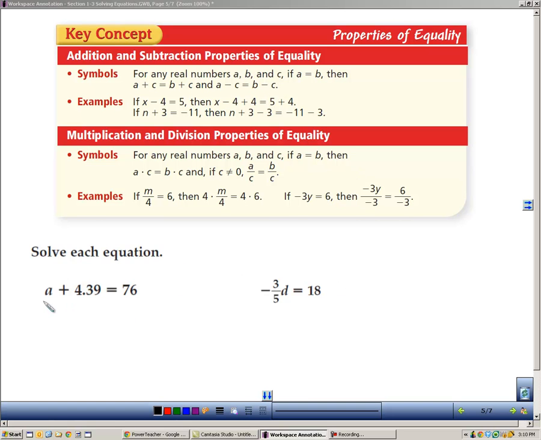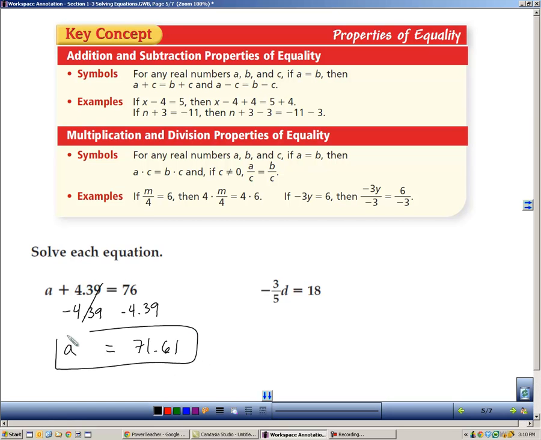I want to isolate this a, or isolate this unknown. So I'm going to subtract 4.39 to get the a by itself. But whatever you do to one side of the equation, you have to do to the other side. So we'll subtract 4.39 from the other side. And 76 minus 4.39 is 71.61. So we've isolated our a, and we've now solved it using the subtraction property of equality.